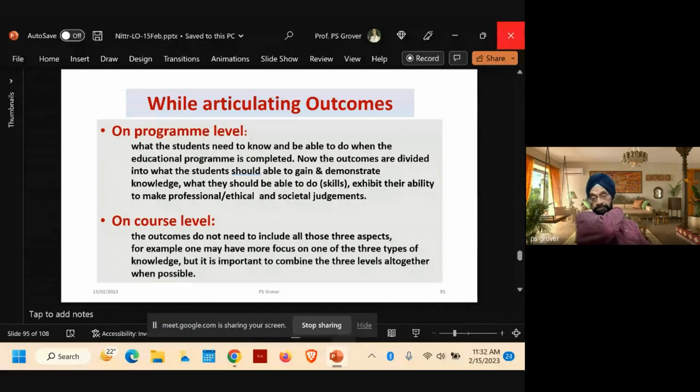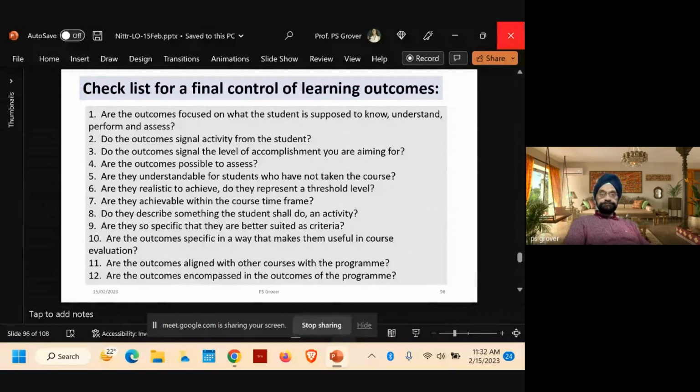Cognitive, affective, and psychomotor. See, at the course level, they may not include all. Every course need not. For example, one may have more focus on one of the three types of knowledge, but it is important to combine the three levels altogether when possible. See, when they are consolidated at the program level, they contribute. So at the course level, it is not essential that all three parts should be included.